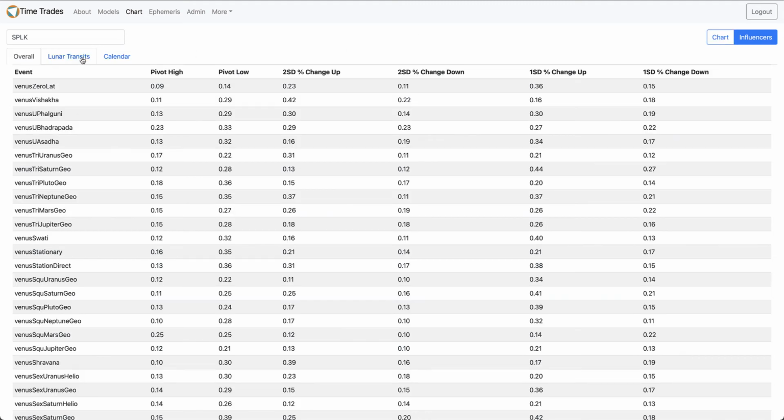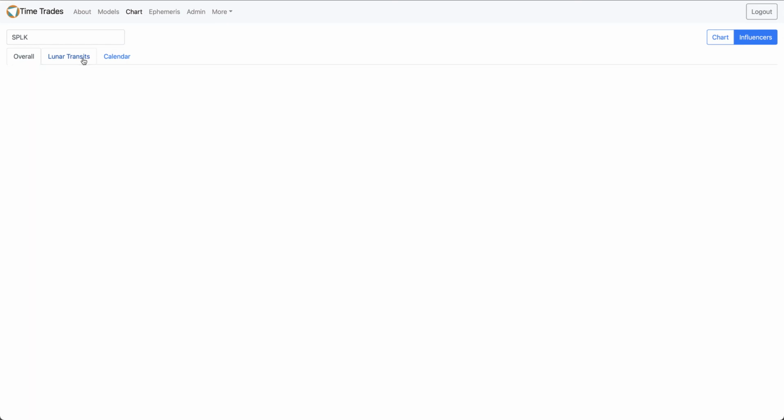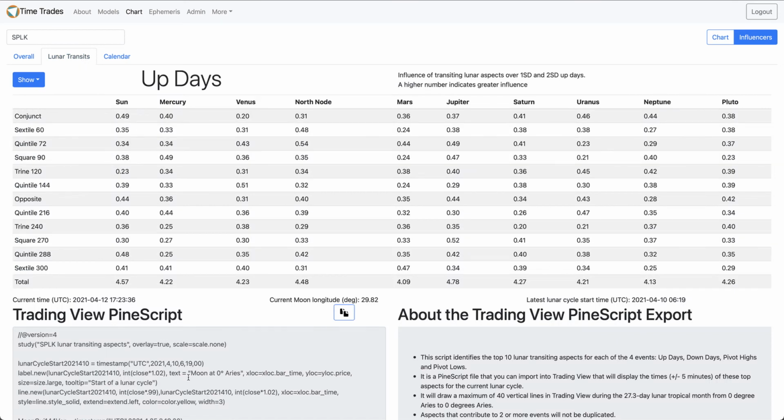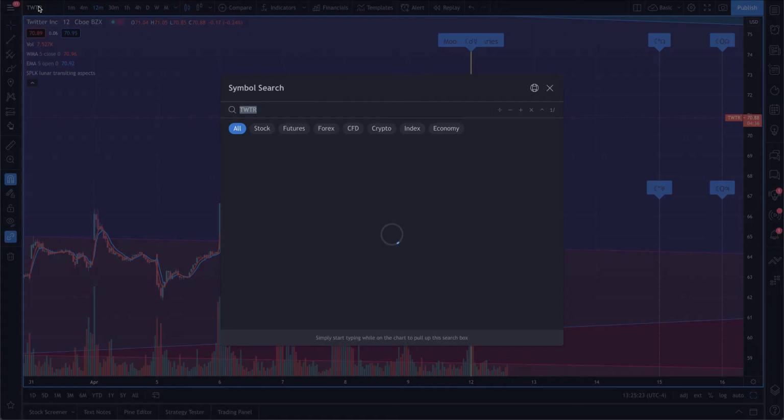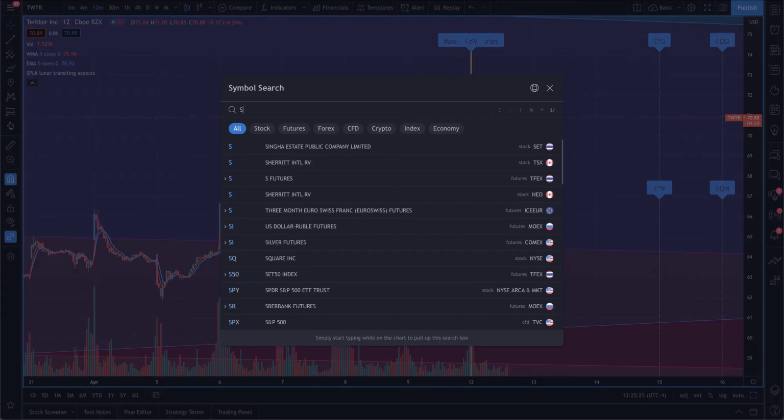And if we go to the lunar transits here for Splunk, we can sort of see what they are. I export those into TradingView where I can do a more fine-grained analysis. You can see down here there's the TradingView Pine script, so I use the export functionality to basically copy-paste that into TradingView. We can go over here to TradingView and take a look at what I saw on Twitter.